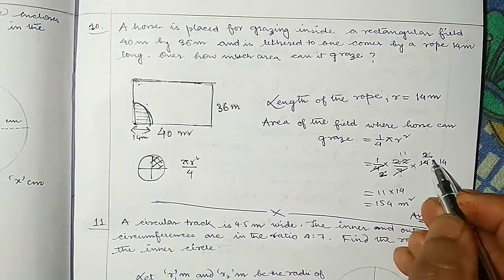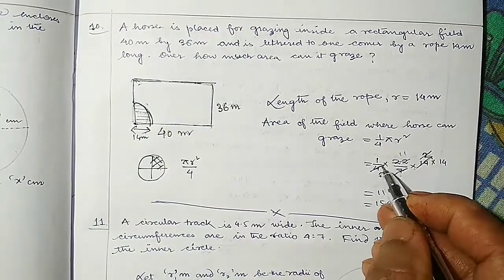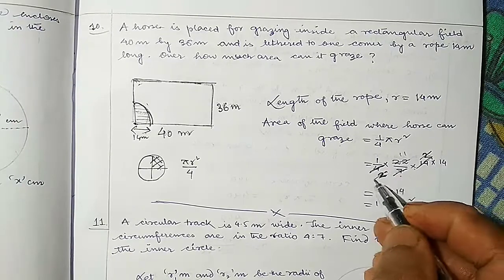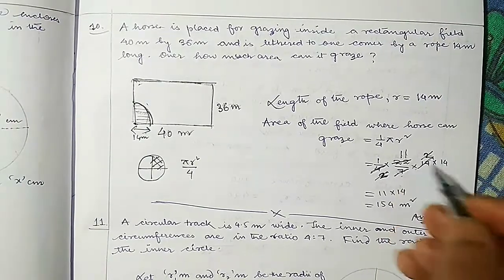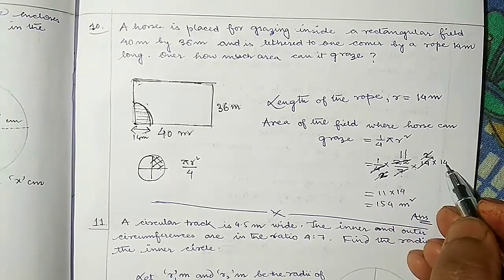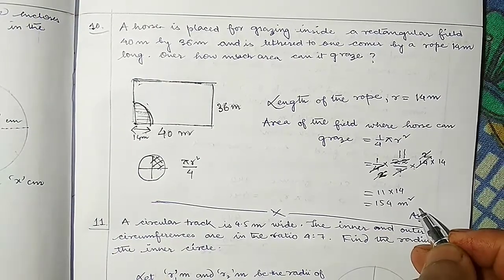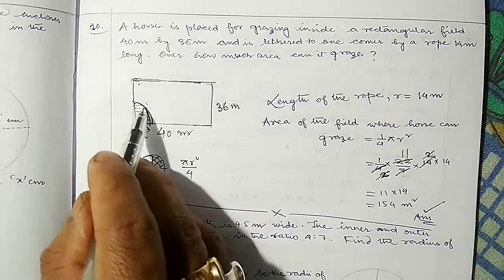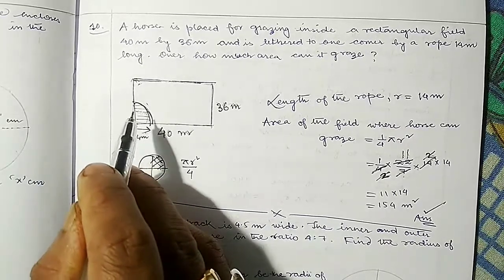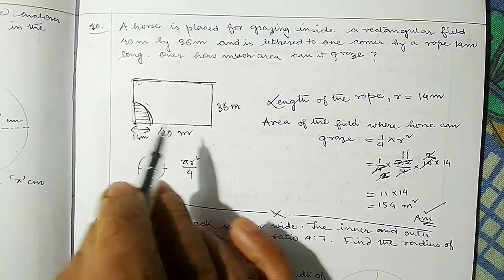Now 7 2s are 14. With this 2 I can cancel 4, I will get 2, and with this 2 I can cancel 22, I will get 11. So we got 11 into 14. So 11 into 14 is 154. That means 154 meter square is the area of the field where horse can graze. I hope this one is clear.